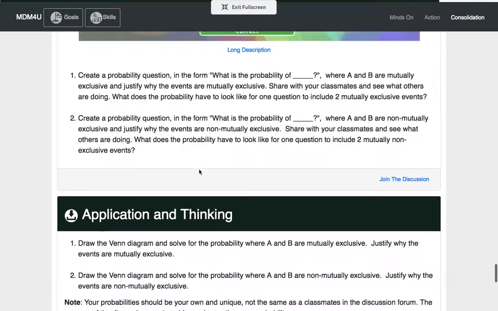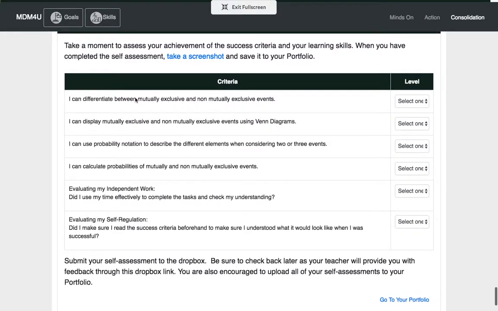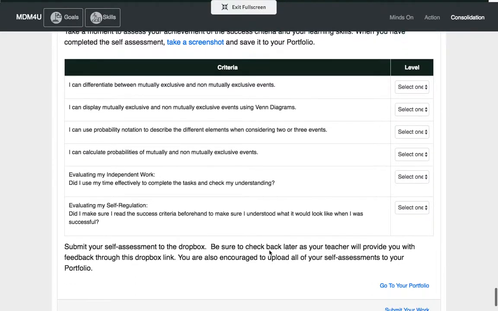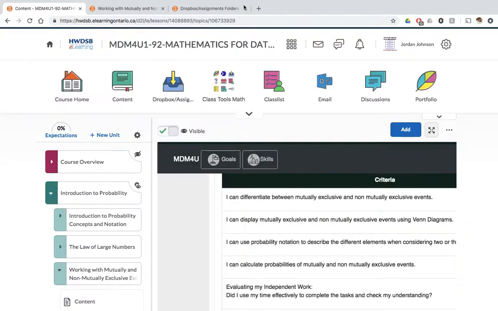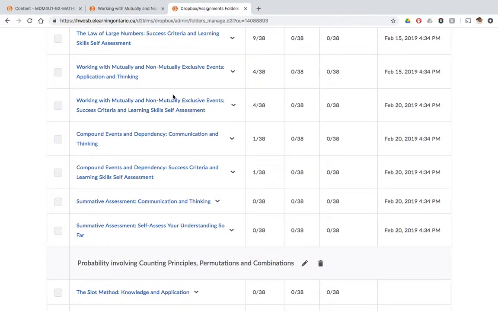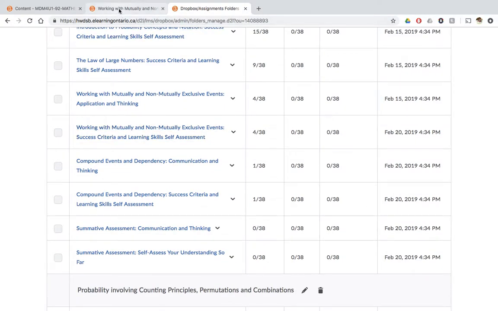Again, send me an email if you're having any difficulties, and this is due Friday. Oh, and the final point is you need to take a screenshot of your self-assessment here and submit it into the Dropbox, and I'll show you. The Dropbox is right here. You need to submit your self-assessment right here just to show that you are reflecting back at the end of the unit.